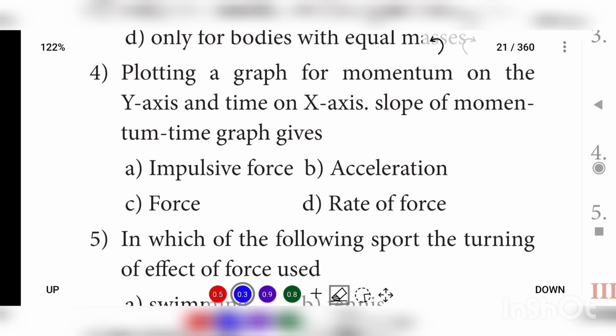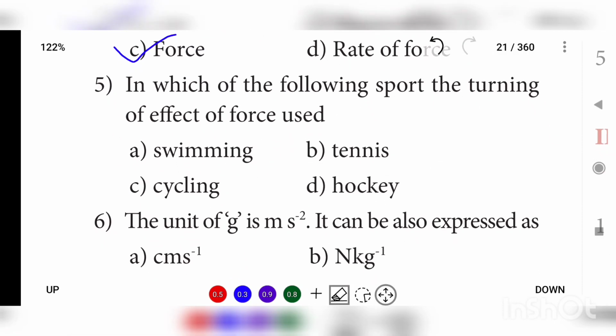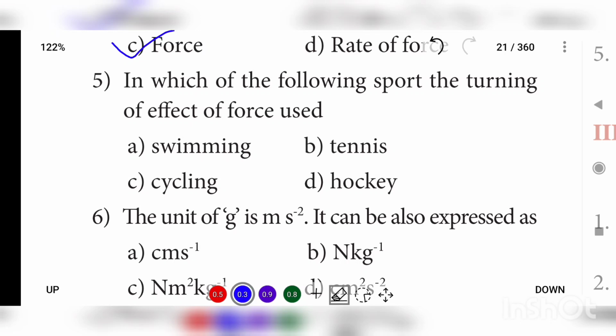Fourth one, plotting a graph for momentum on the y-axis and time on x-axis, slope of momentum time graph gives... Answer, slope of momentum time graph gives force. So option C, force. Fifth one, in which of the following sports is the turning effect of force used? Answer, option C, cycling.